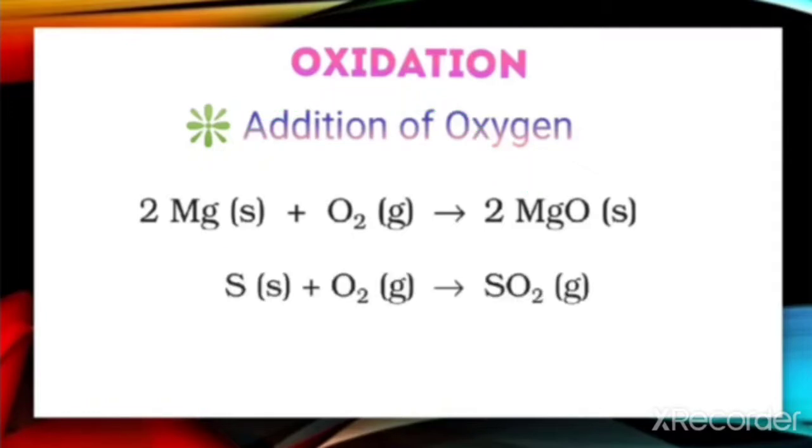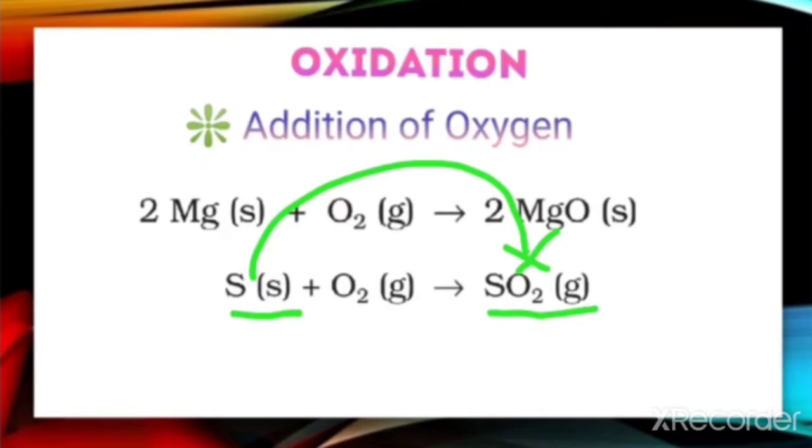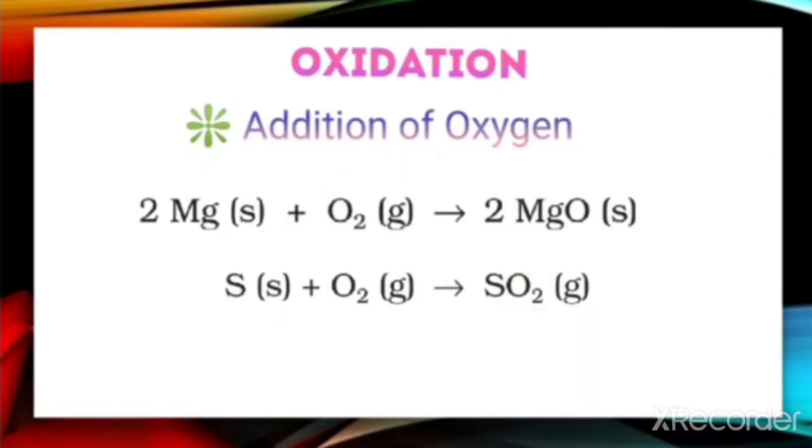Similarly, when sulfur is burnt in the presence of air, it gives rise to sulfur dioxide gas. Here also addition of oxygen is taking place. That means when you compare from the reactant to the product side, there is an addition of oxygen. So this reaction is also called oxidation.